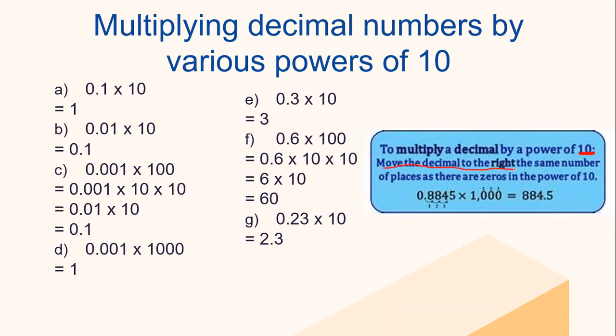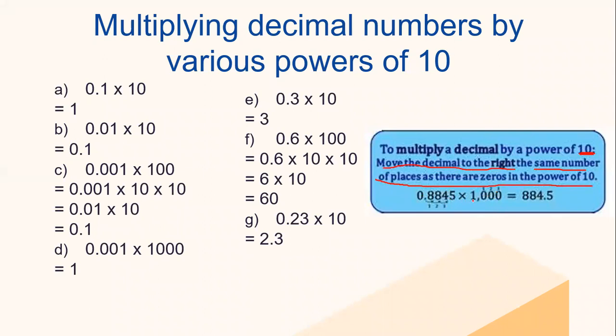How many times do you have to move right? Count the number of zeros. That means the same number of places as there are zeros in the power of 10. In 10, if there is one 0, shift it one place. If there are 2 zeros, shift it two places. If 3 zeros, shift it three places.